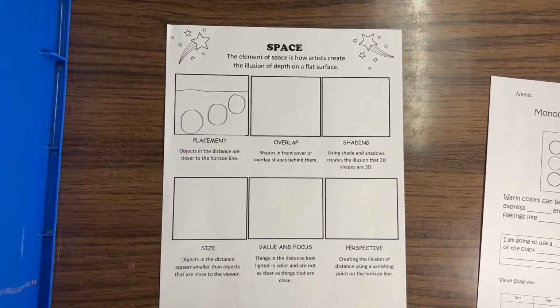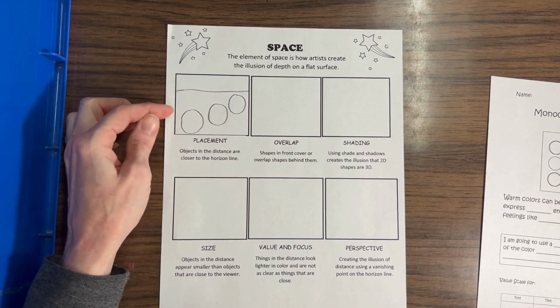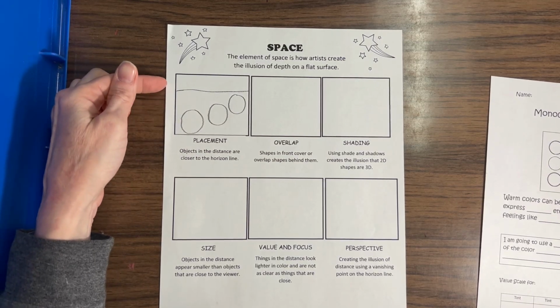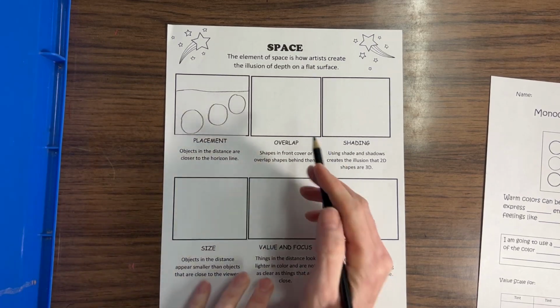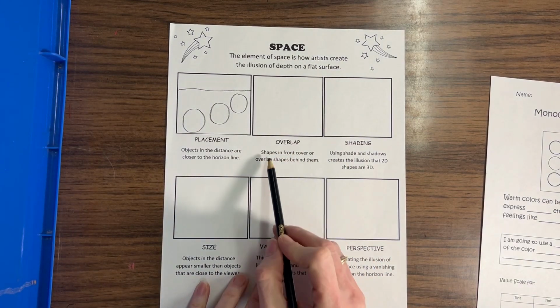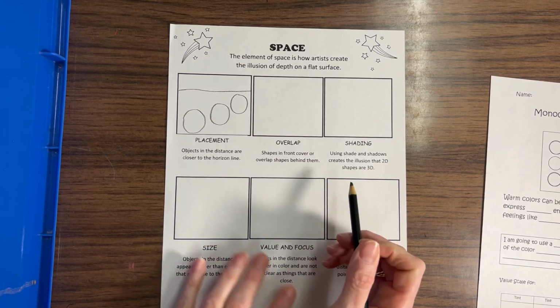Okay, so that is one of the concepts that we learned about that helps us to show that things are moving into the distance, that there is depth or space there. The next one is overlap. Shapes in front cover or overlap shapes behind them.